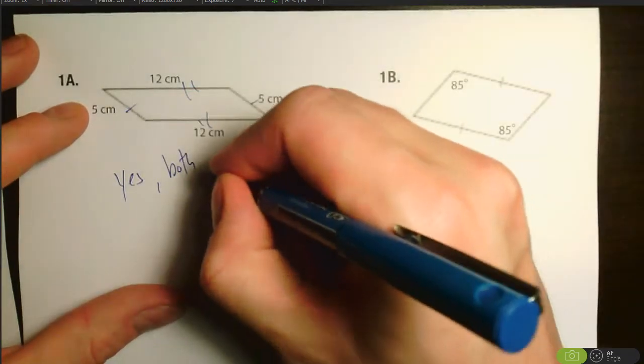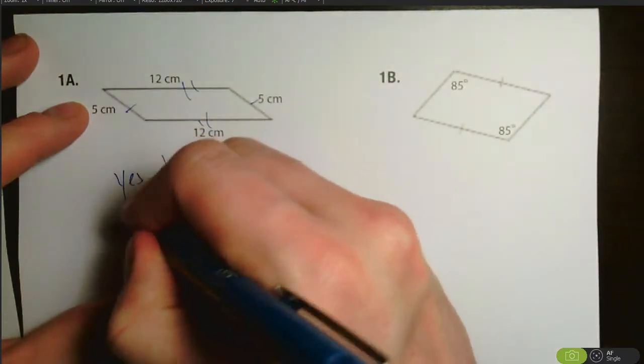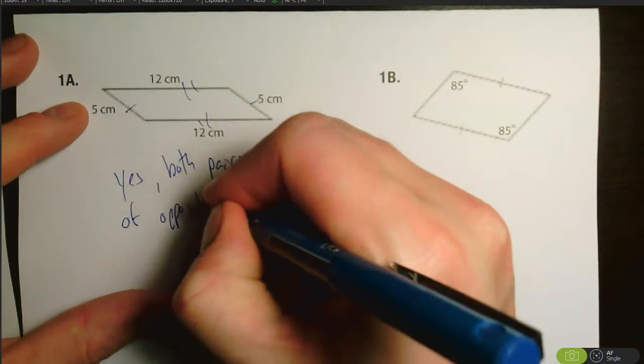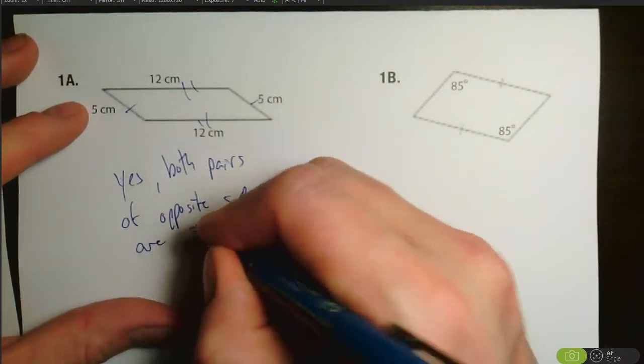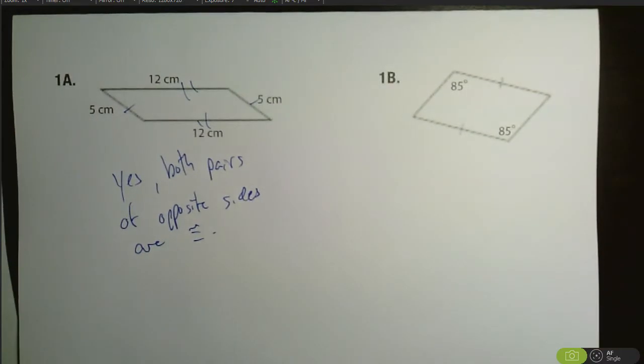both pairs of opposite sides are congruent. Okay, sloppy, but that's enough.